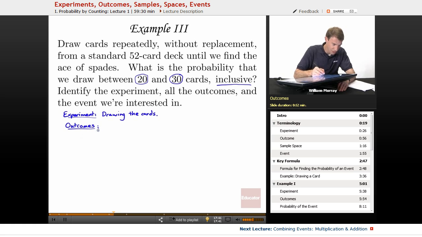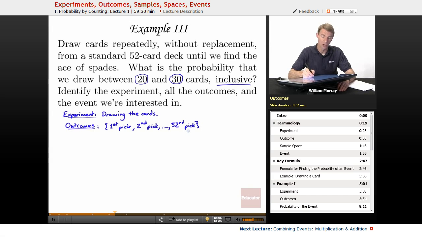So we could get the ace of spades on the first pick if we were very lucky. We could get it on the second pick. That would still be pretty lucky. Anywhere up to the 52nd pick would be our worst case scenario, if we got the ace of spades as the very last card that we draw.